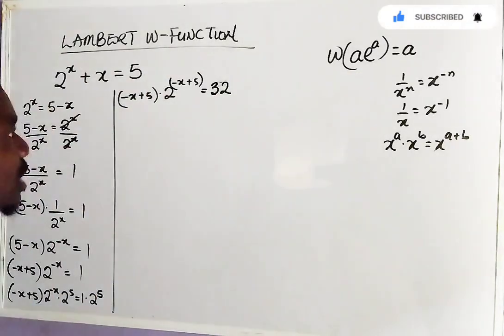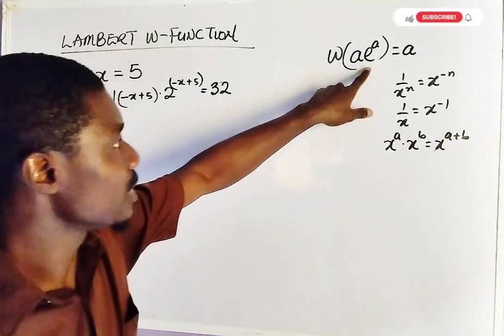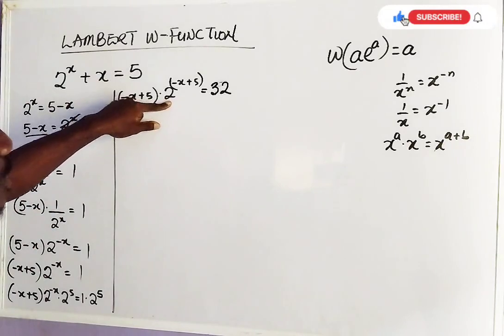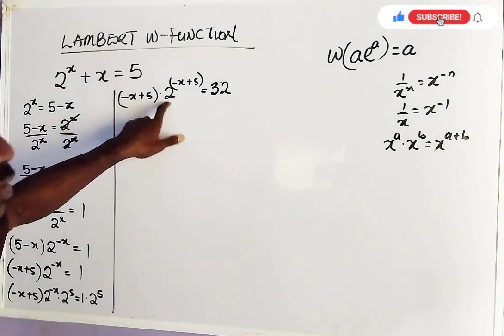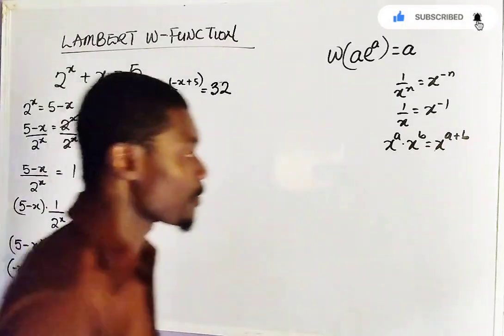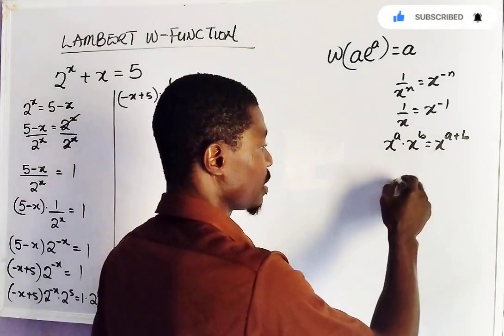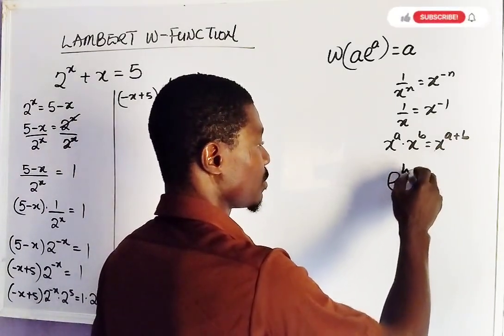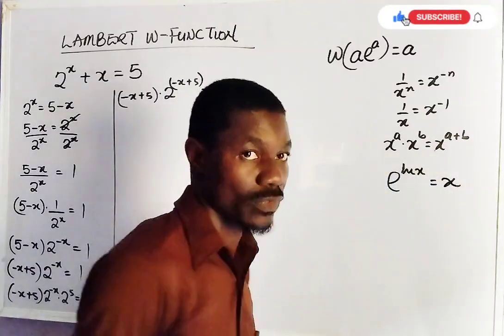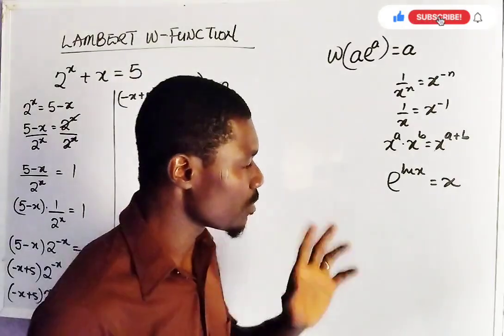Alright, but there's something missing. Our e is missing. So the W function deals with e and not with just a number like this. So how then do we do it? Let us come back again. If you have e to the power of ln x, it gives us x.